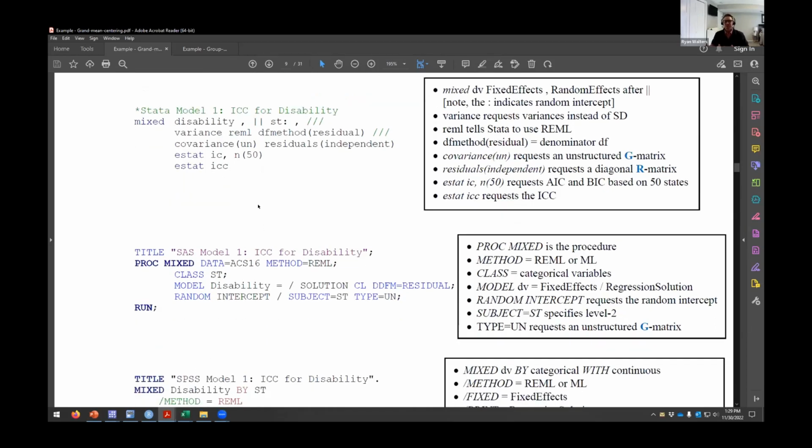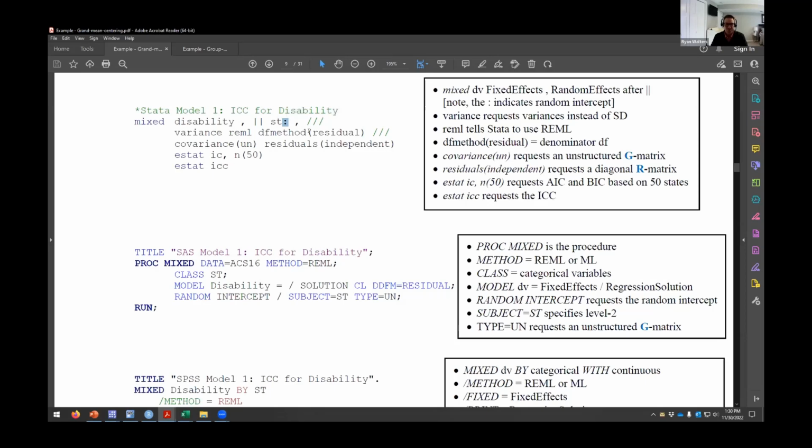Now that we're adding random effects, the code changes a little bit in all of the software programs. So for mixed, we have disability. There are no predictors here before the comma, so we're still dealing with an empty model. So this is, again, fixed effects. Our random effects follow the double pipe. So we have two pipes, and then we're putting ST, which again was our state indicator, colon is going to say we want to identify observations taken from the same state. So that colon is indicating we want observations grouped by state.